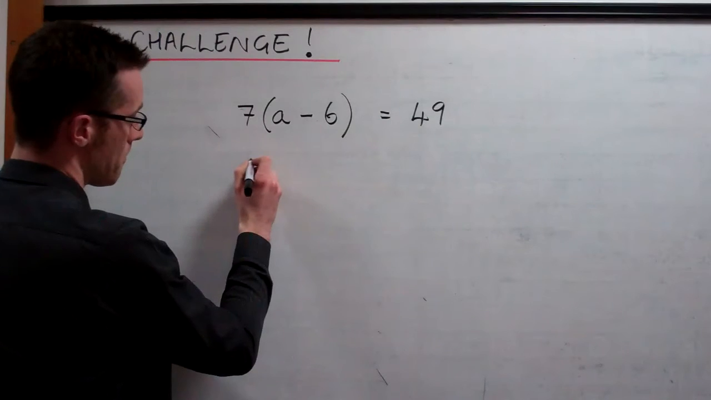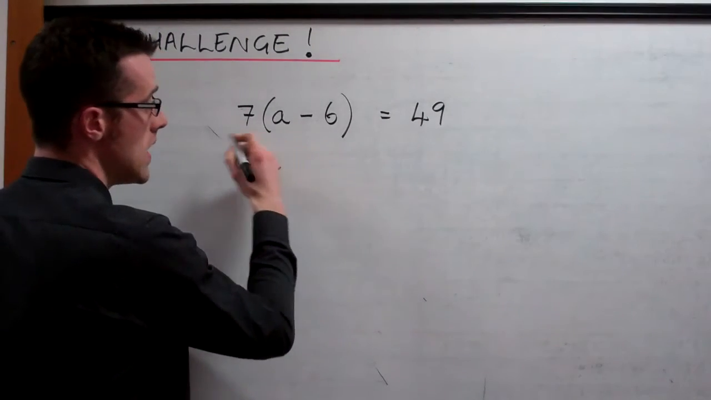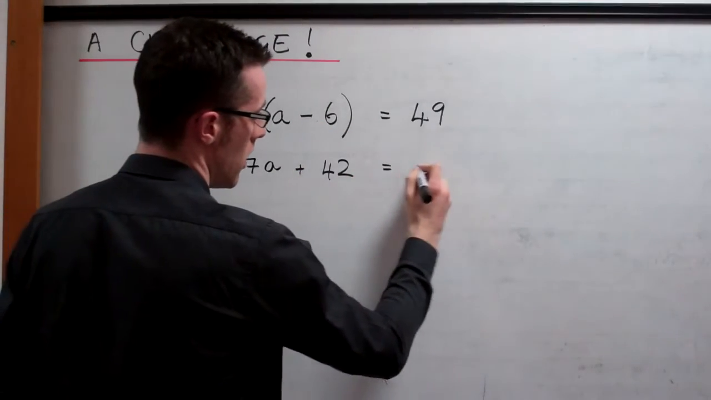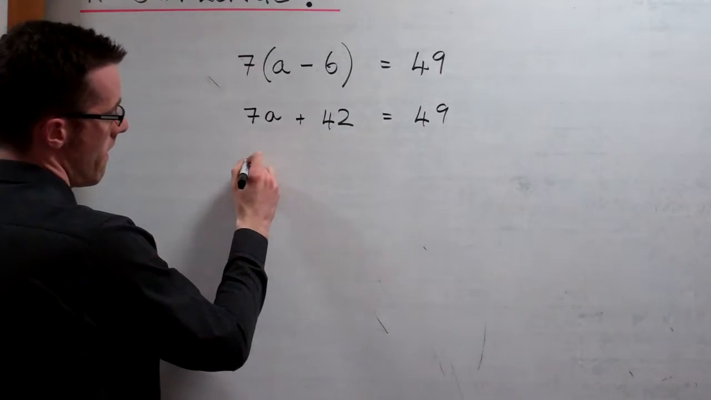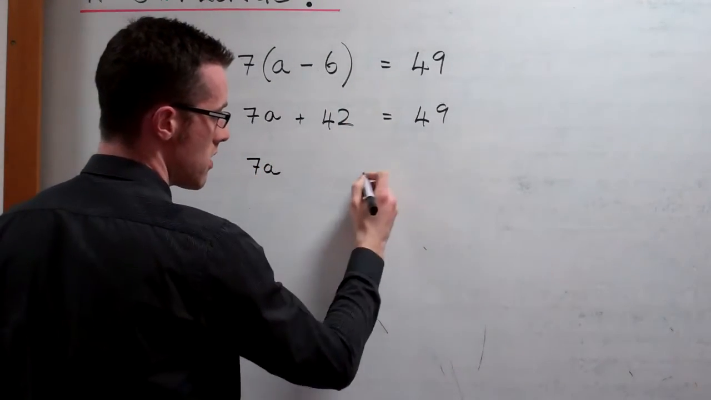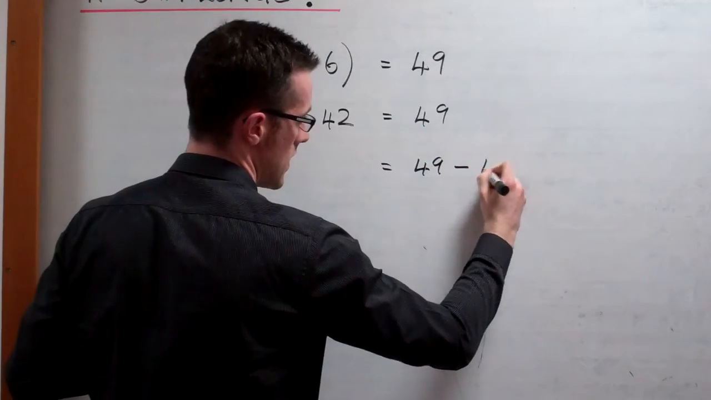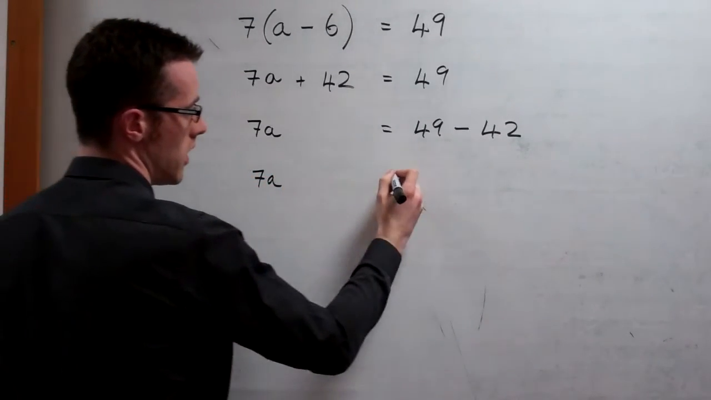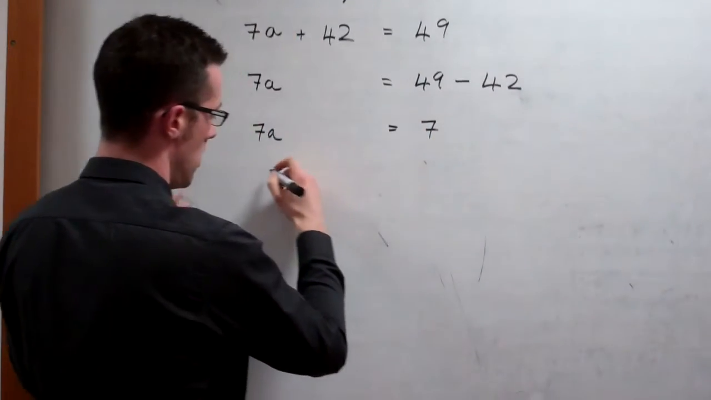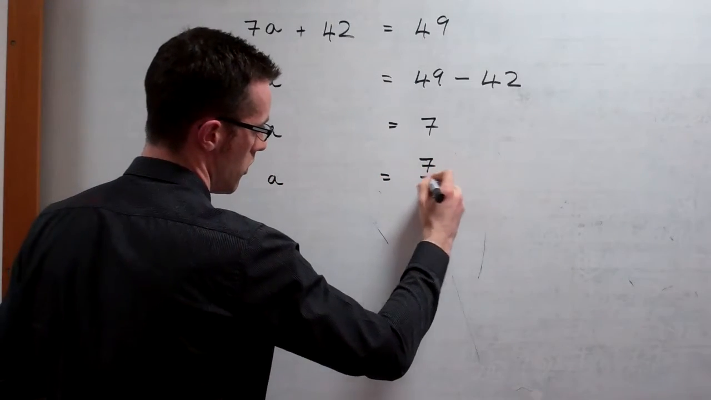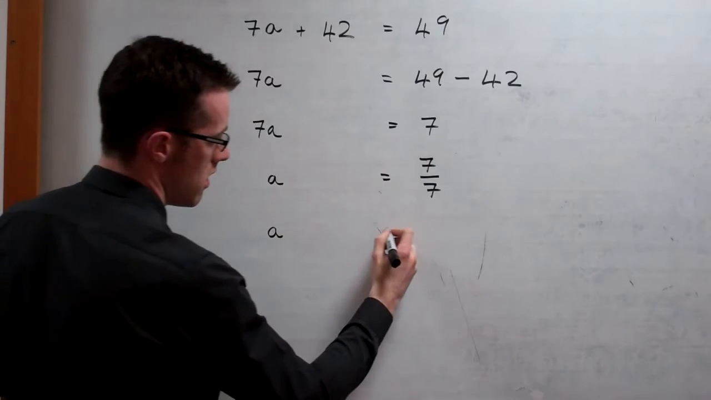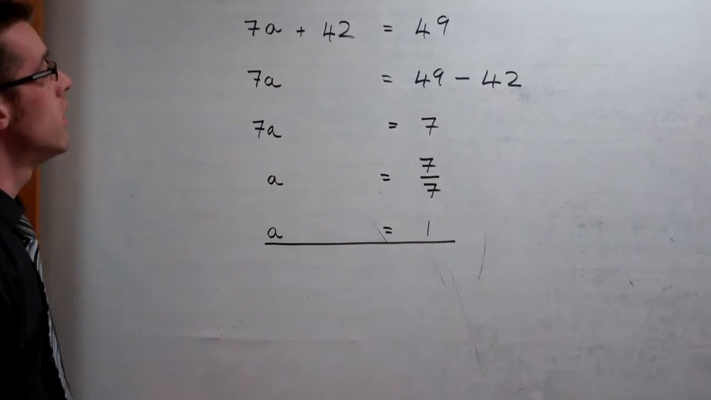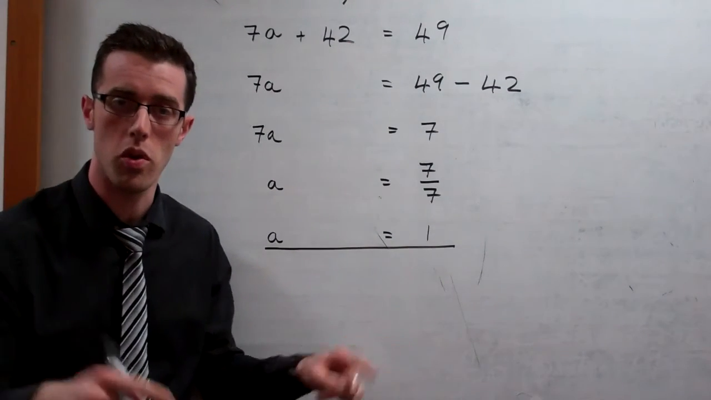So, 7, 8, and then I'm doing my 42, 7 6s are 42, is 49, so then 7, 8, change the side and the sign, so that's 49, take away 42, now I've kept everything in a line like I should, and 7a gives me 7, and a is 7 over 7, oh it's almost exactly the same as the last example. a equals 1. So the answers come out nice and neat, I think that's perfect. I don't know what you think, put the comments below.